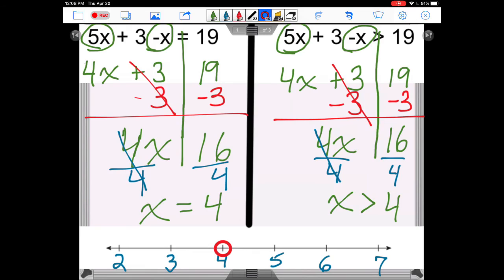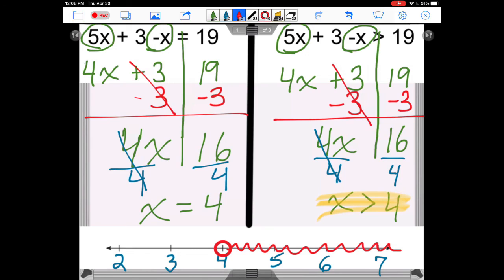Keep it blank, keep it open, but put this into words. Our answer says x is greater than 4. So we need to shade the part of our number line that's bigger or greater than 4. So that would be towards the 5, the 6, and the 7.